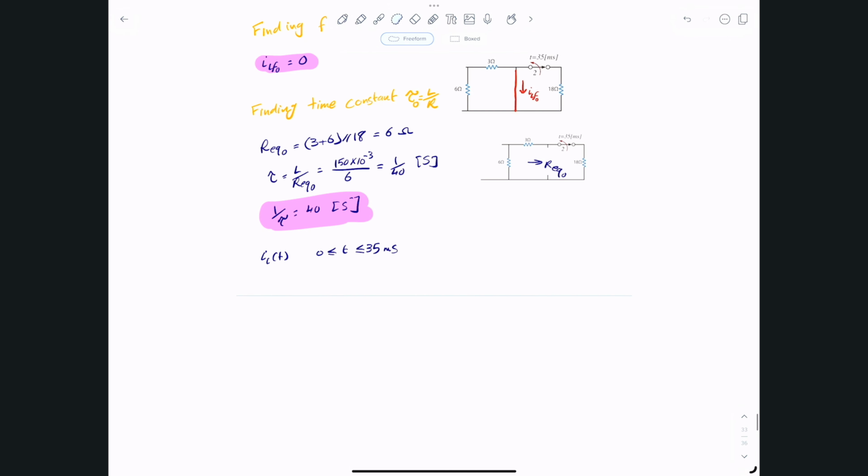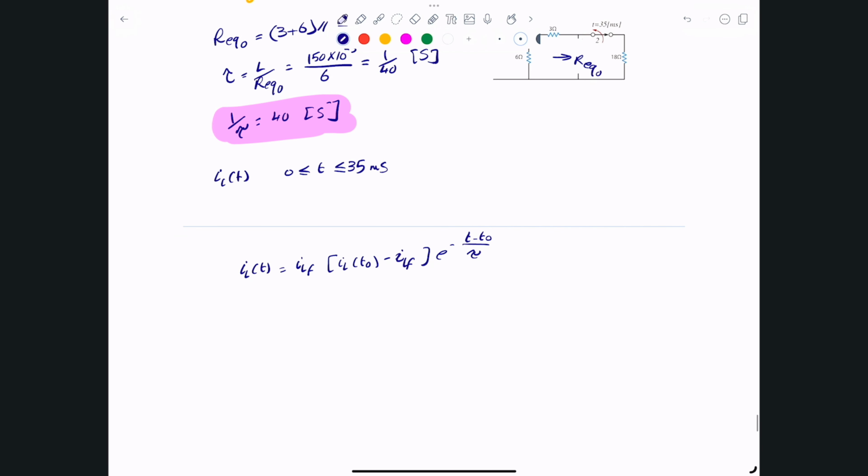Okay, and we'll put it right here. That's what we need. So what we need is the following. We need IL of t. This is again for that particular case, which is between 0 to 35 milliseconds, right before we actually open the second switch. So what we have is the following now.